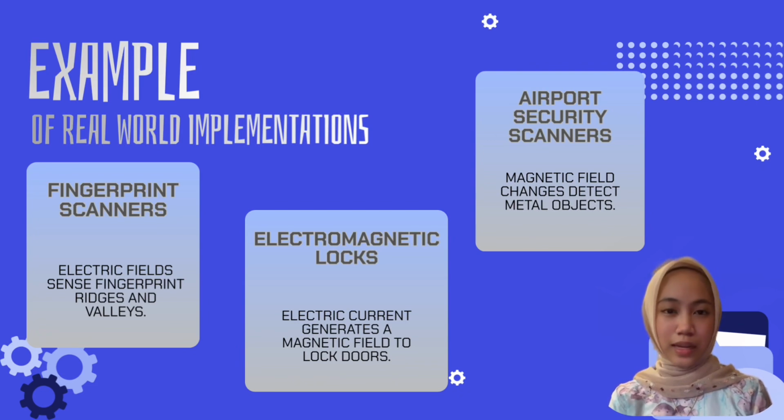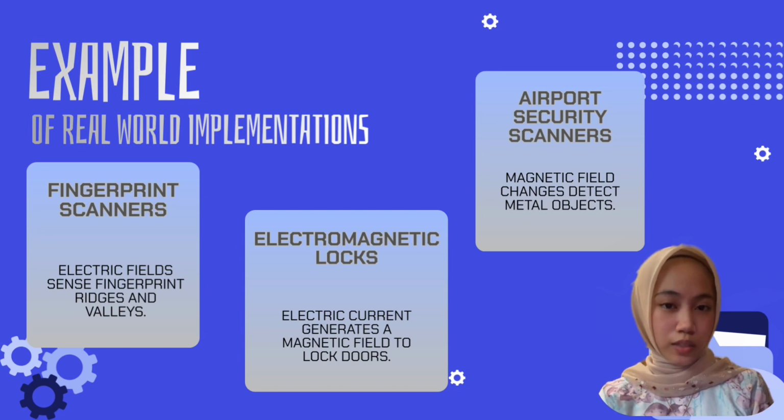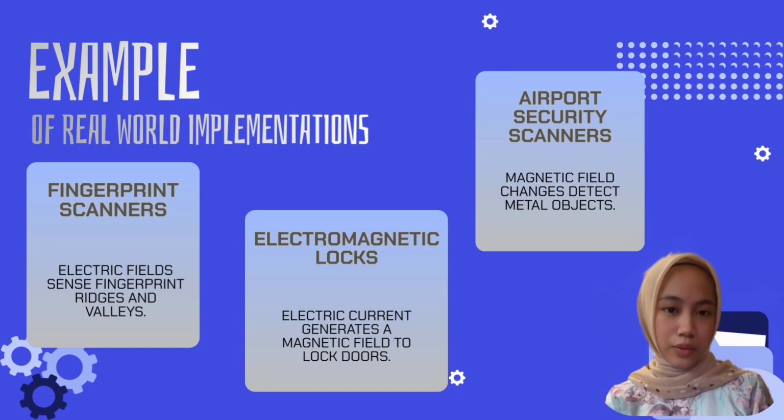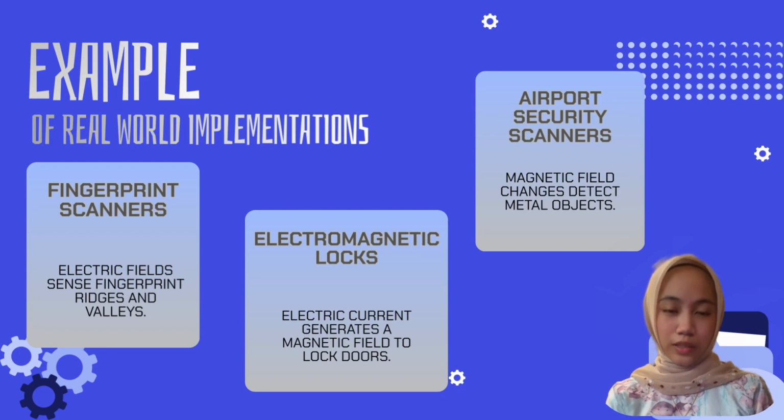The second one is electromagnetic locks. It generates a magnetic field through electric current to keep doors securely closed and only release them when access is authorized. The third one is airport scanners, which monitor changes in magnetic field to detect metal objects. So when metal passes through, it triggers alerts for security personnel.